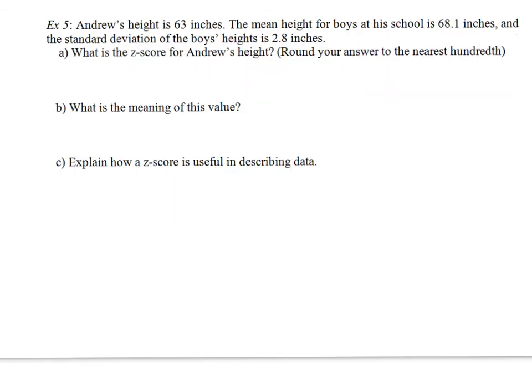In example number 5, we have another height example. So Andrew's height is 63 inches. The mean height for boys at his school is 68.1 inches. So we're going to say our mean is equal to 68.1, and the standard deviation is equal to 2.8 inches.